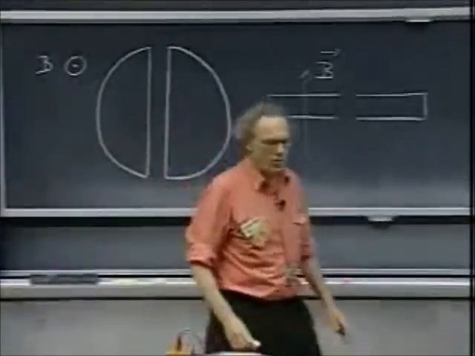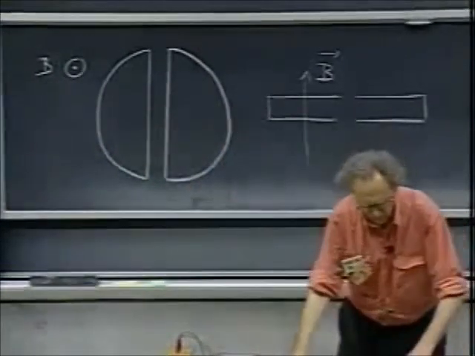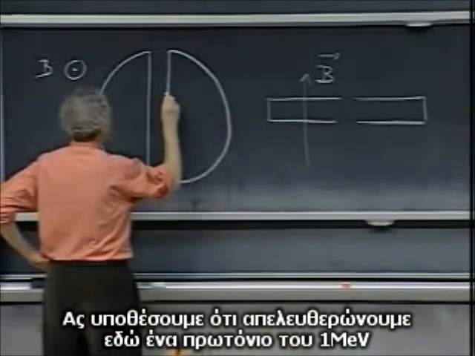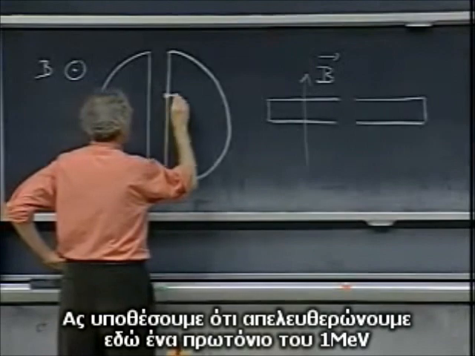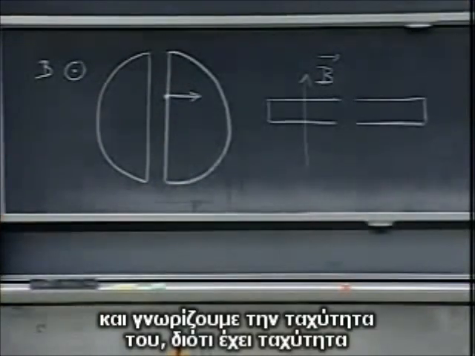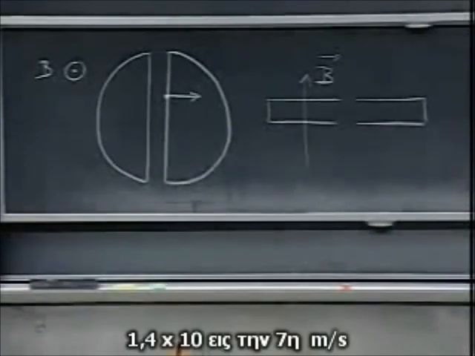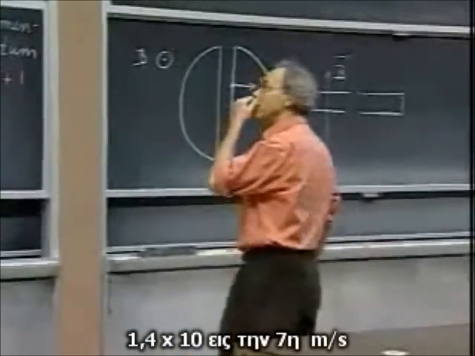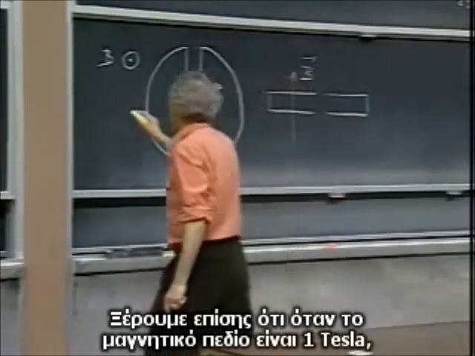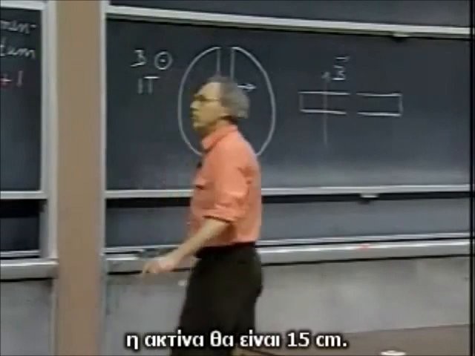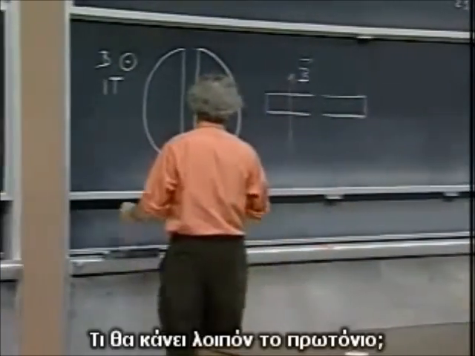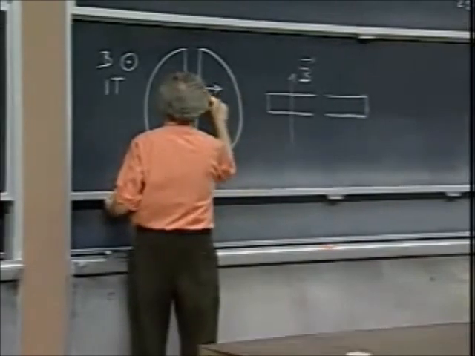So let's revisit our 1 MeV proton. Suppose I release in this chamber here a 1 MeV proton, and I know the speed with which it comes out, because the 1 MeV proton had a speed, oh, you still see it there, 1.4 times 10 to the 7 meters per second. We also know that in a 1 Tesla field, let's make this 1 Tesla, the radius is going to be 15 centimeters. You see it up there. So what is this proton going to do? It's going to do this.